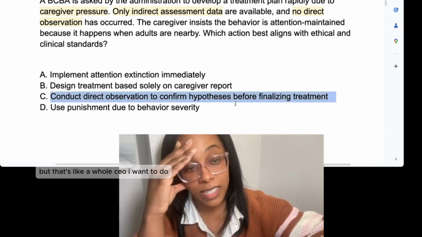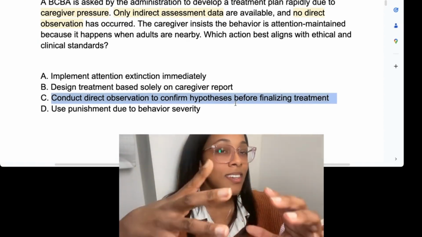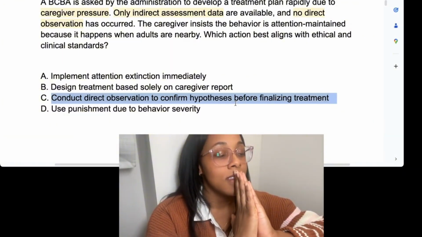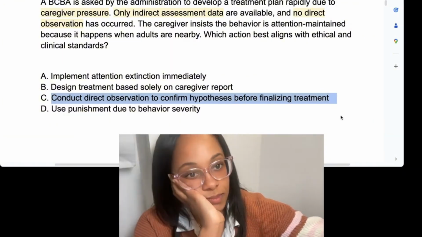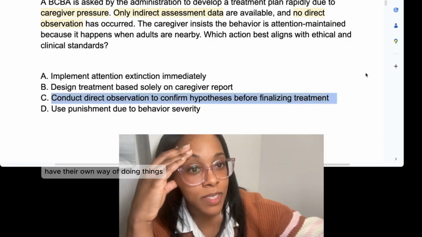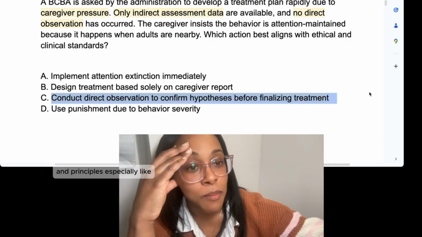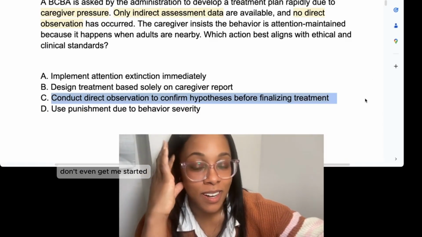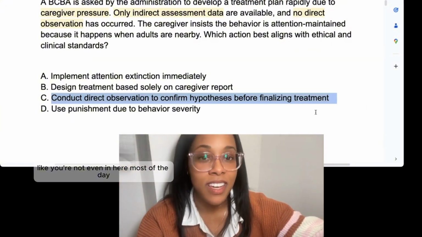But that's like a whole CEU I want to do. How do you tell them, like, you're the problem? Not the problem, but you know what I mean. Teachers and their principals have their own way of doing things. And principals especially, don't even get me started. Like, you're not even in here most of the day.